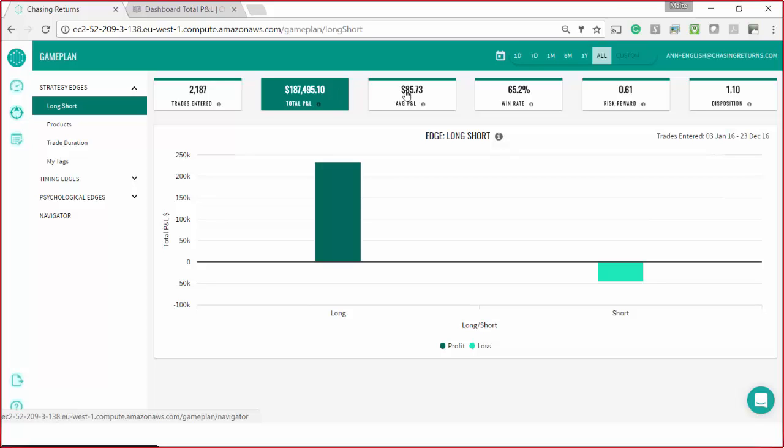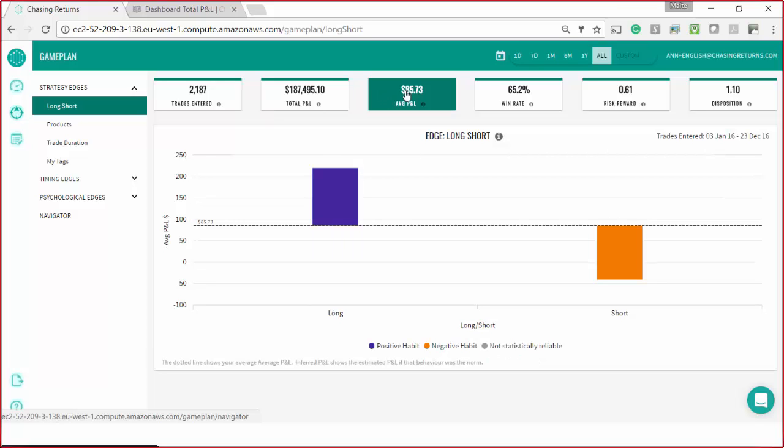So if you go to average P&L, okay, this is a color coding system that Chasing Returns use. We have mathematical calculations going on in the background. There's a bunch of statistical models, and what we do is we try and analyze whether or not we think there's a significant habit. And if you see a dark purple color, that means it's some kind of positive habit for you. So whatever this trader is doing, his behavior when he trades long is different from the behavior when he trades short, right? And if you just mouse over the long bar to get some information.